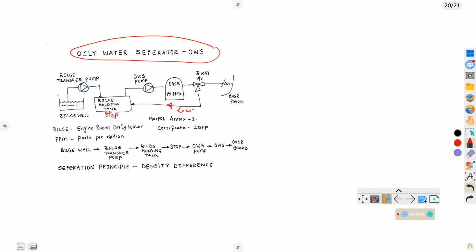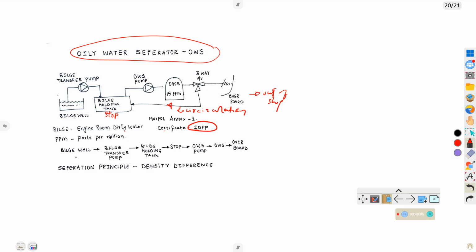So it is a recirculation, and it is going back to the bilge holding tank. If it is less than 15 ppm, it will go overboard. Overboard means out of the ship. So what is bilge? Bilge is engine room dirty water. ppm means parts per million. It is coming under Marpol Annex 1. What is the certificate we are dealing with in part 1? It is the IOPP.